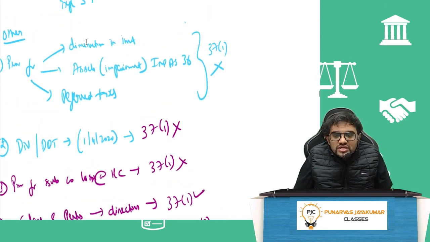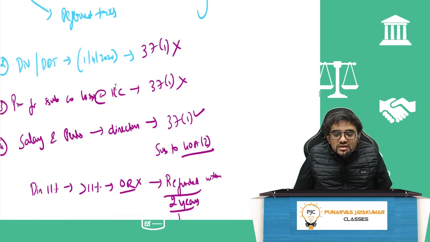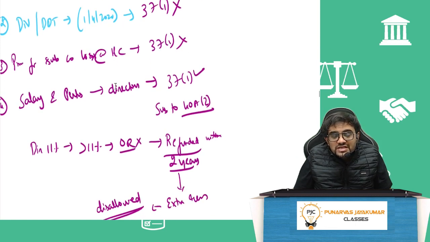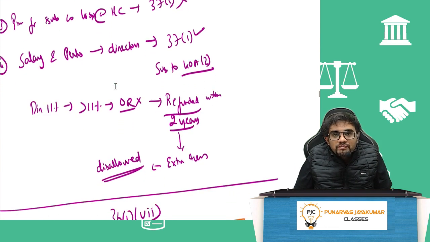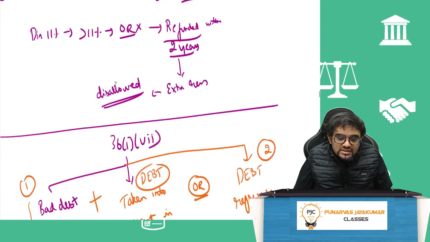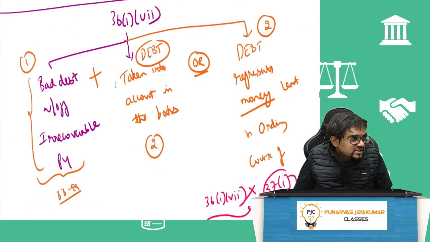Provision for diminution in investment assets, impairment of assets under Ind AS 36, provision for deferred taxes: disallowed under 37(1). All these are based on decided case laws. Dividend or DDT, expenses towards that are disallowed from 1/4/2020. Provision for subsidiary company's loss put in the holding company is disallowed. Salary and perquisites given to directors are allowed subject to 40A(2), which we did. 40A(2) is excessive payment. All these things. This is what we have seen.